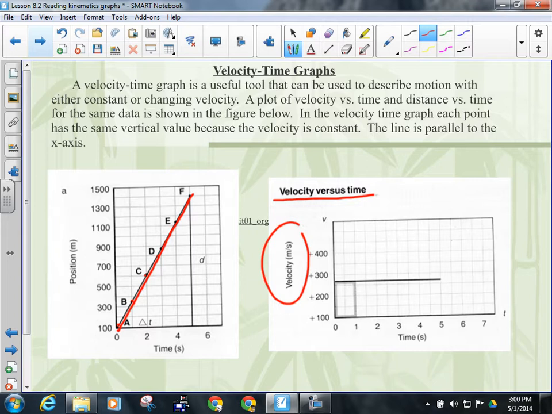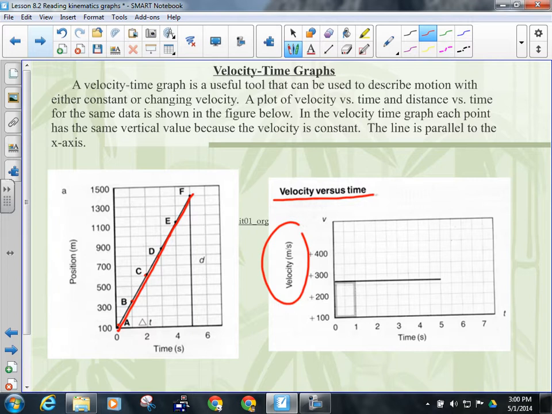Okay, this is now a velocity versus time graph, and it says that the velocity of the object is 265 meters per second the whole time. Its velocity doesn't change. Okay, how many people when they first looked at this said that object's not moving? Okay, that's probably what most of us thought when we first looked at that, right?